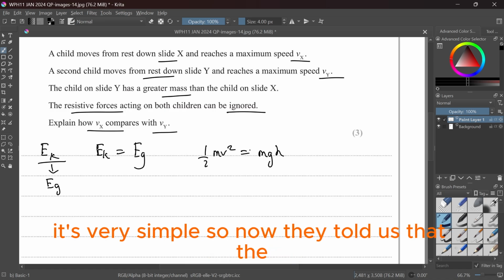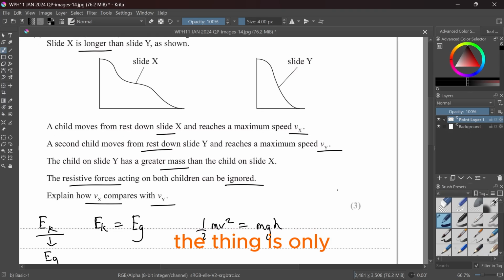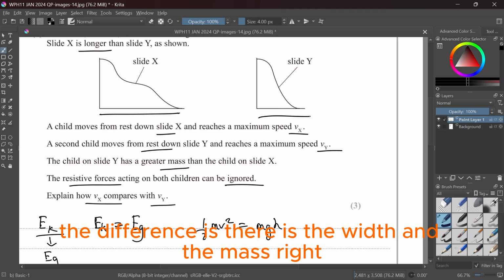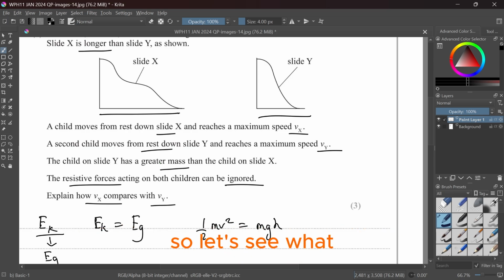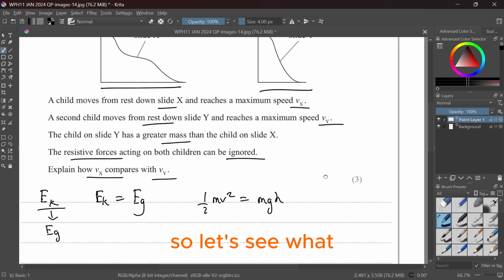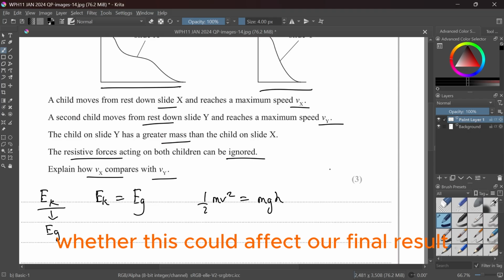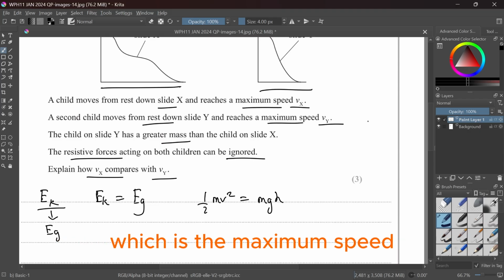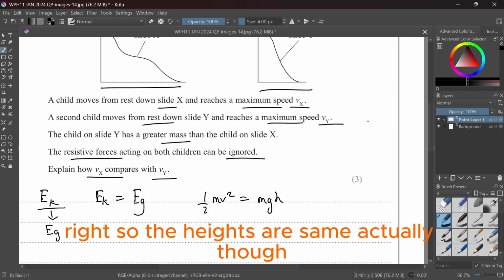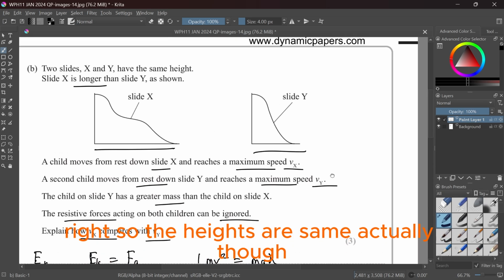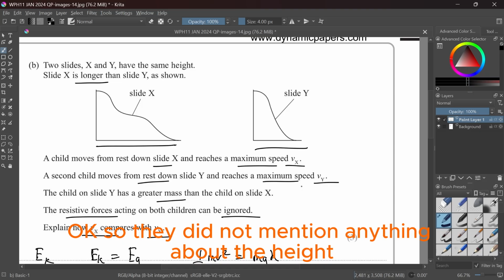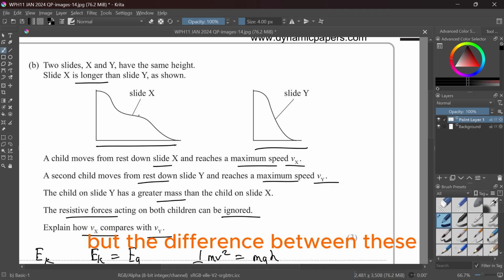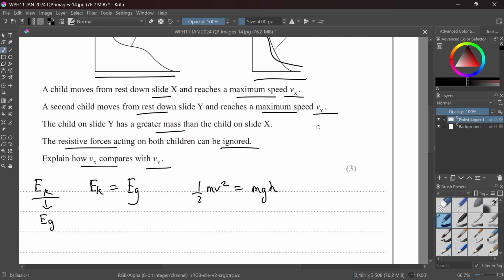Okay, it's very simple. So now they told us that the only difference is the width and the mass, right? So let's see whether this could affect our final result, which is the maximum speed. Does it affect our maximum speed or not, right? So the heights are the same actually, okay? They did not mention anything about the height. The height is the same, but there are slight variations.